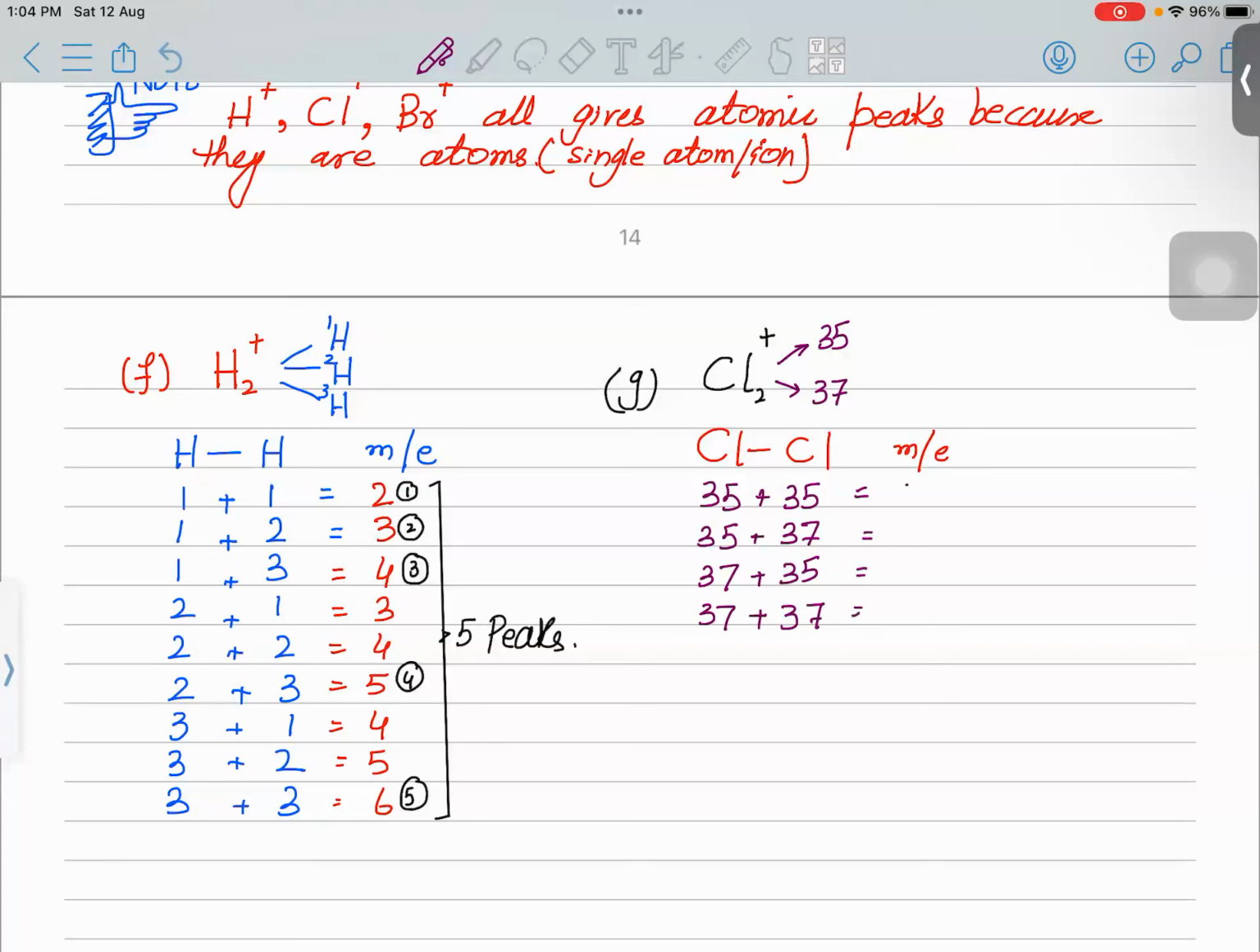So 35 plus 35 is 70. This is 72. 72. This is 74. Yes, tell me how many peaks? 3 peaks, 3 molecular ion peaks, right? Yeah. This is number 1. This is 2. This is 3. So 3 peaks.